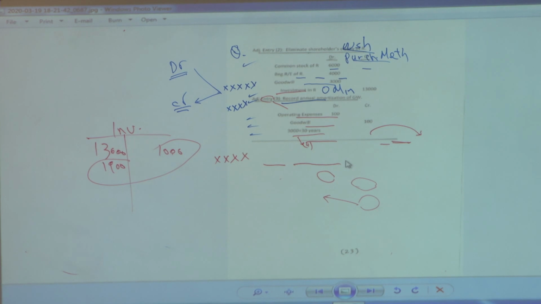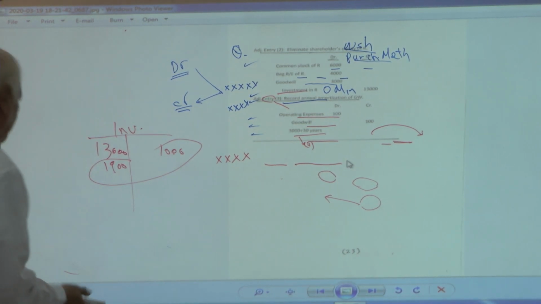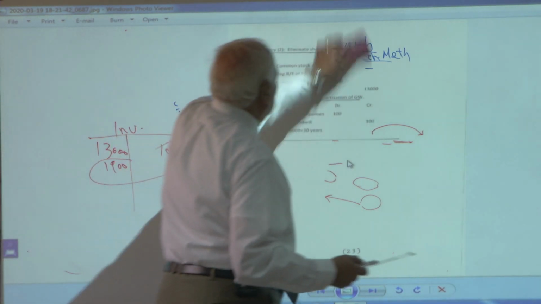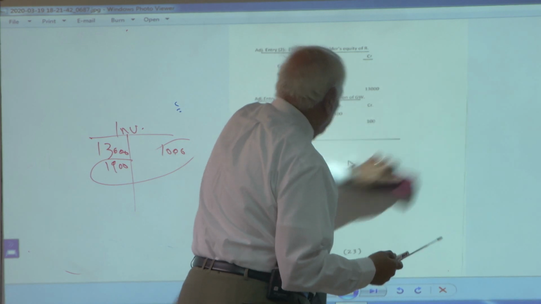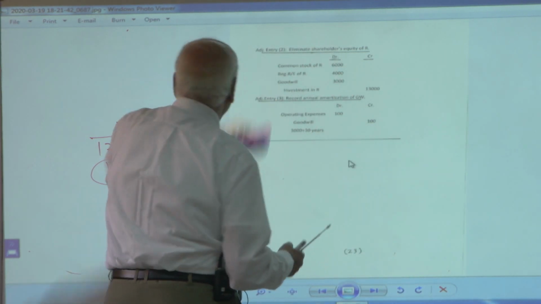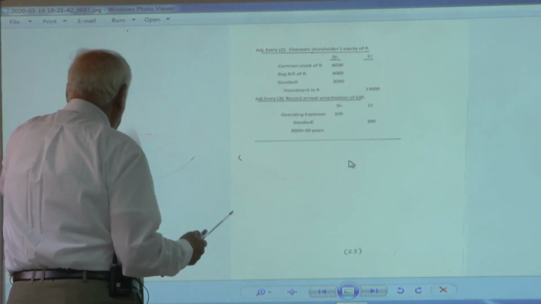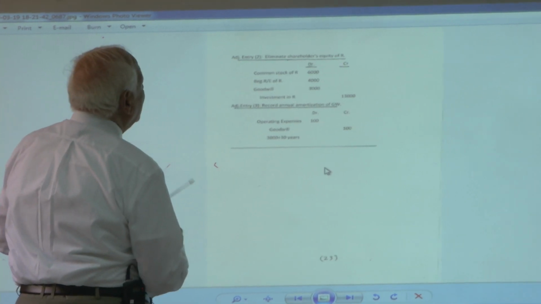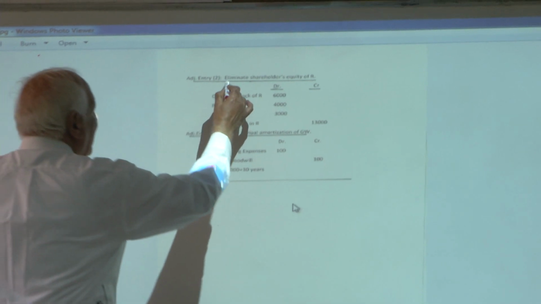Second entry, page 23. Look at the page and the number. Entry 2, page 23. Okay. Second one, we need to eliminate again, eliminate shareholders' equity of R. Look at shareholders' equity of R.